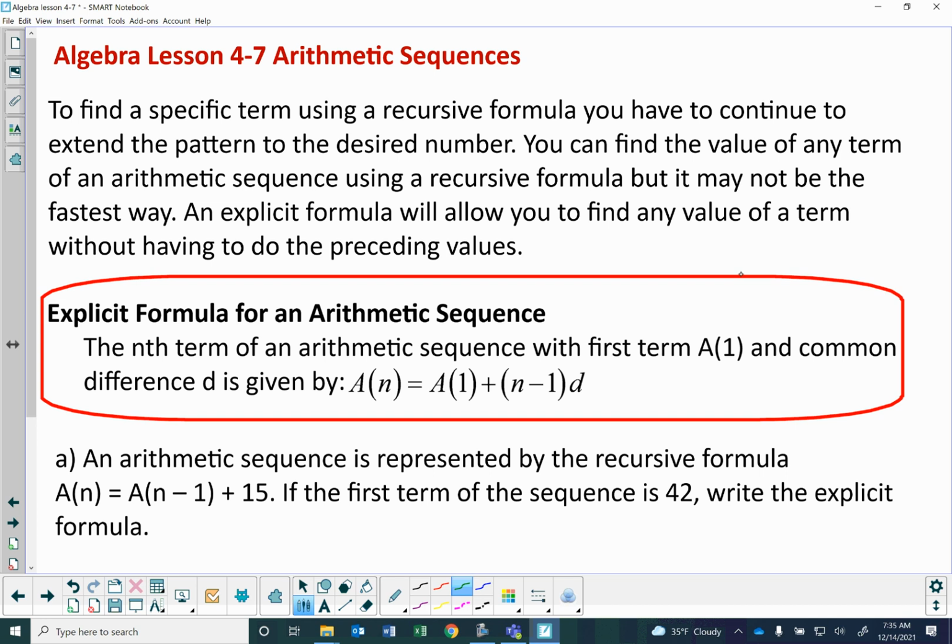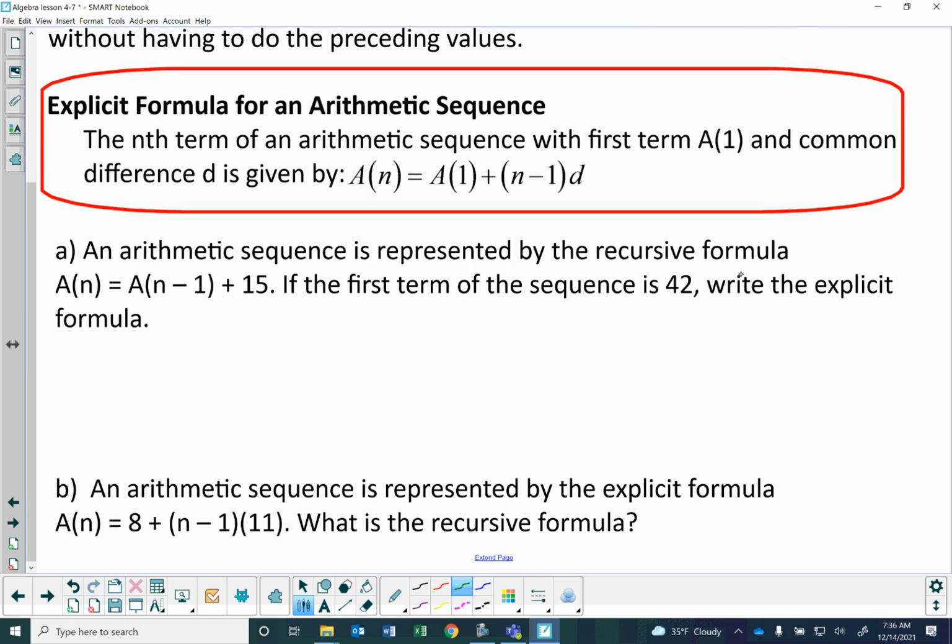The nth term of an arithmetic sequence with the first term, a of 1, and a common difference of d is given by a of n, which means whatever term number you're looking for, is equal to a of 1, the first term, plus n minus 1 times d. So let's take a look at that.